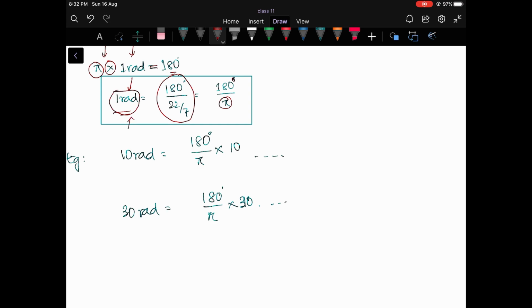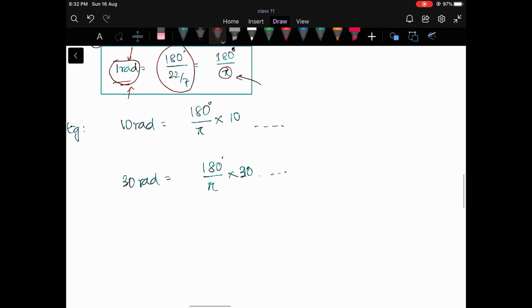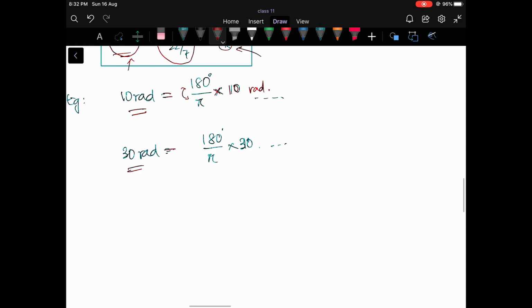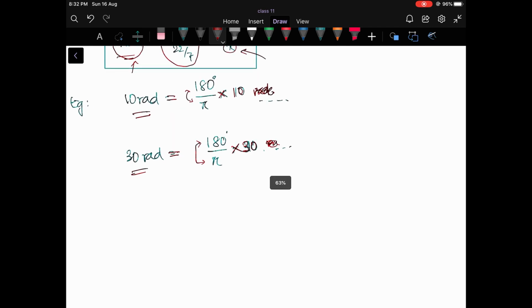Your left hand side is radians, your right hand side is degrees. So 10 radians can be written as 180 degrees divided by pi times 10, and this is the measurement in degrees. And 30 radians can be written as 180 degrees again divided by pi times 30. Again this is the degree measurement of 30 radians of angle.